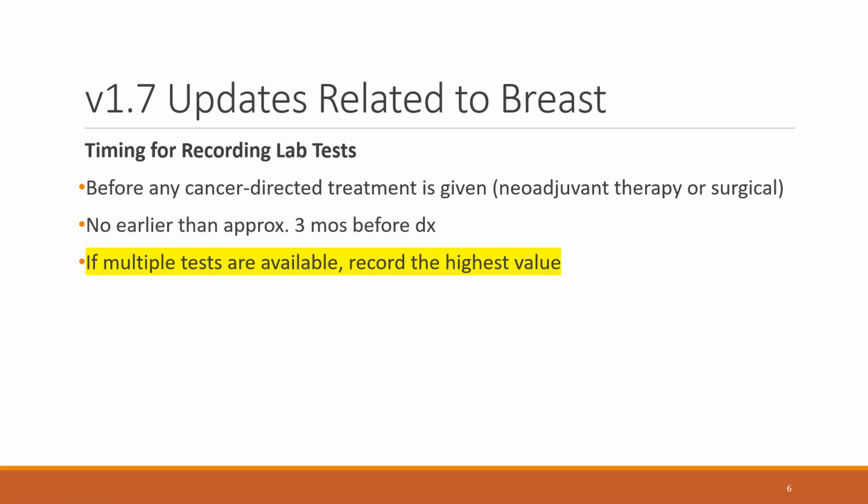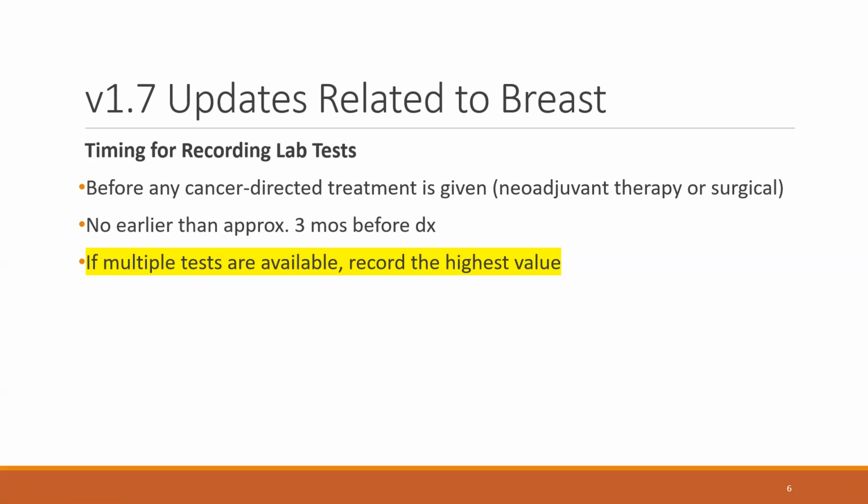The timing rules are just clarified. We want to record any of the lab tests done before any cancer-directed treatment is given, so that would be neoadjuvant or surgical treatment, no earlier than 3 months before the diagnosis. If there are multiple tests available, record the highest value. Remember, these are general rules.